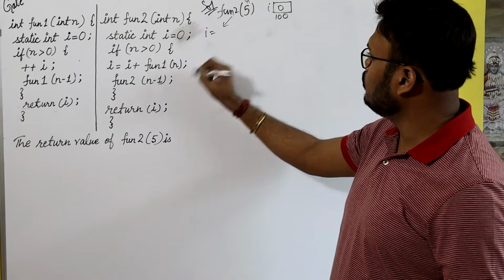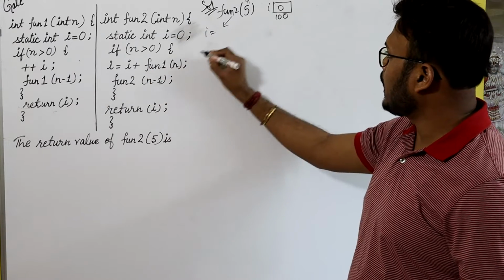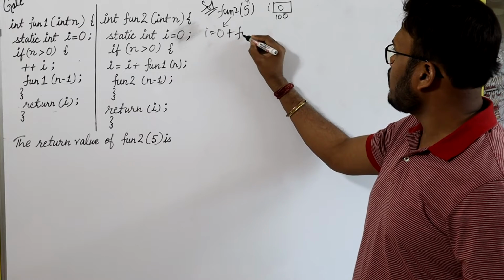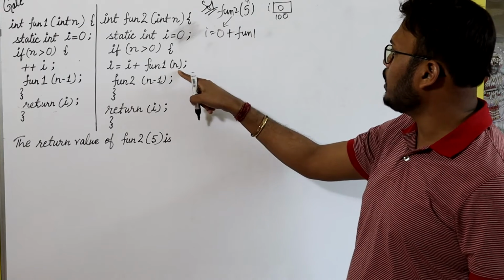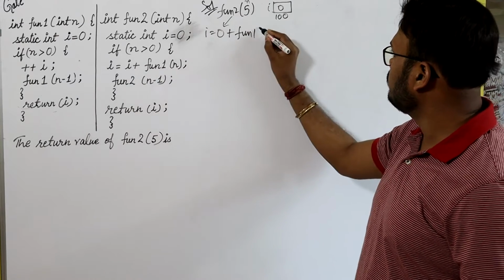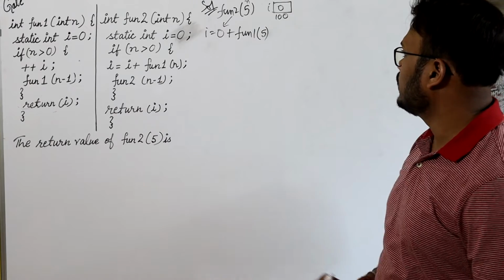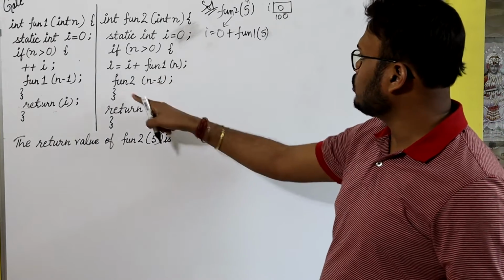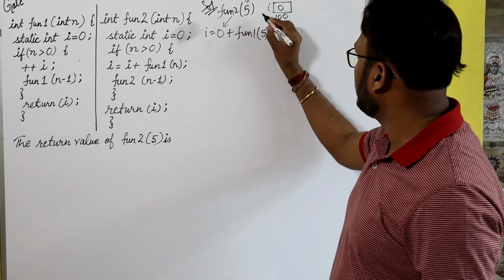I is equal to I plus fun1(n). I means the value of I is 0, 0 plus fun1 of n. What is the value of n? The value of n is 5. Now this function is calling itself again here, that is fun2.